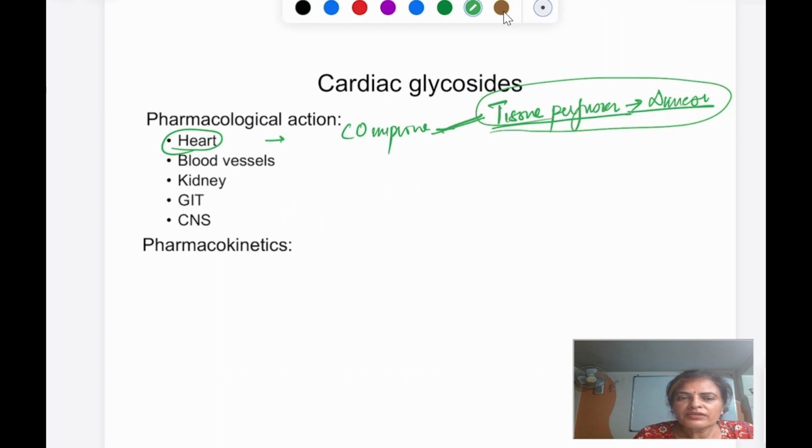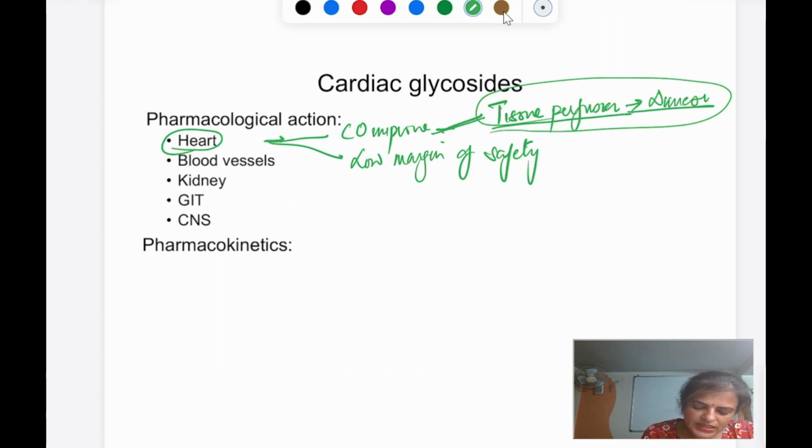So earlier it was one of the main drugs used for the treatment of heart failure, but nowadays it is not the main drug to be used for heart failure. The important reason is its low margin of safety. Number one, this, and number two is because it does not give any survival benefit.